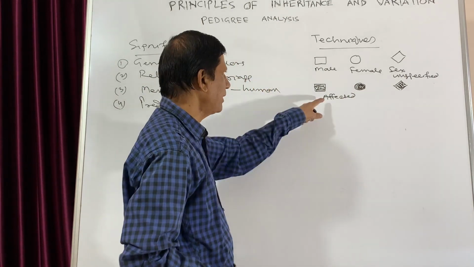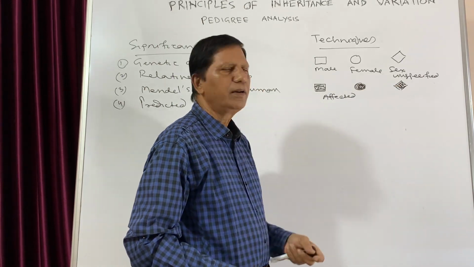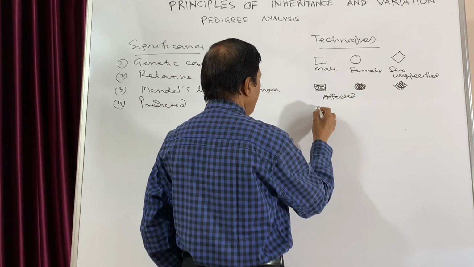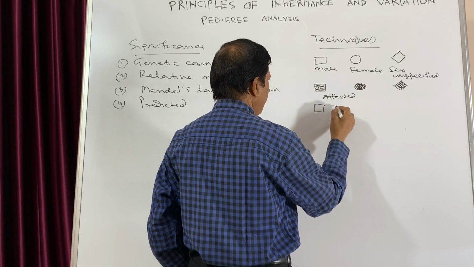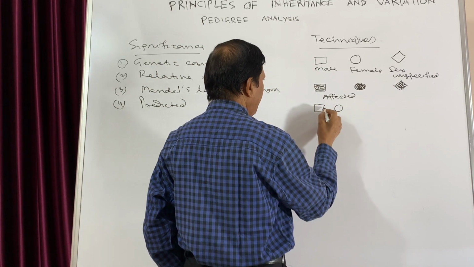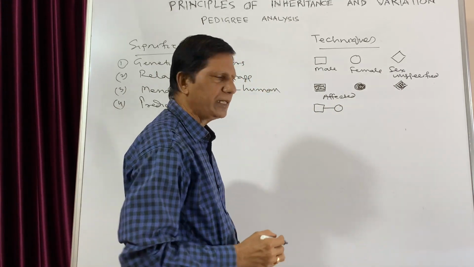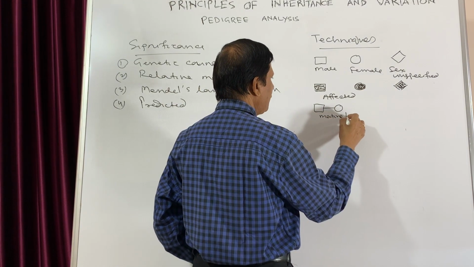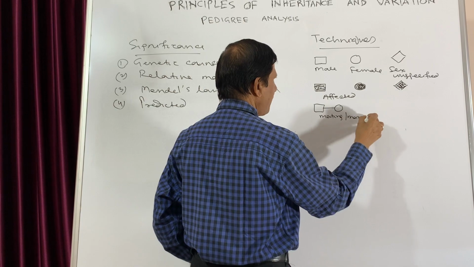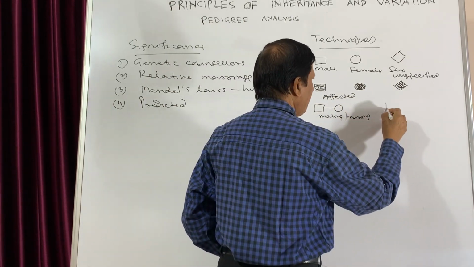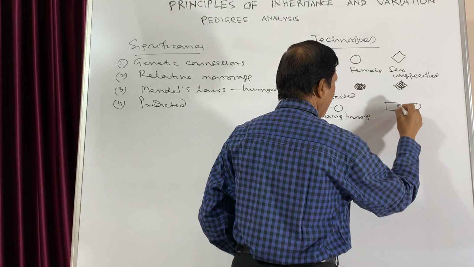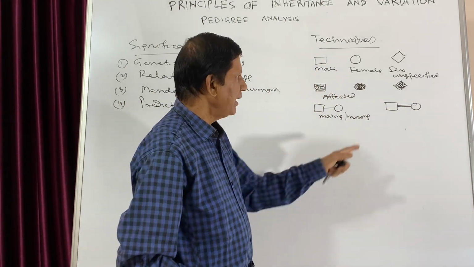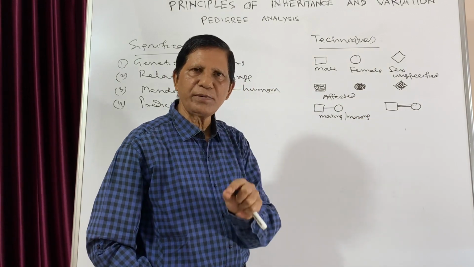All these are affected male, affected female, affected unspecified sex. Then if this is the male and this is the female, if a line is drawn between them, that means this is mating. Mating means a marriage between the male and female. But if there are two lines, you see, a single line is a marriage mating. A double line is a marriage between relatives.